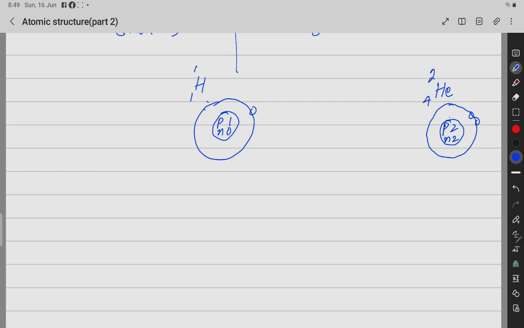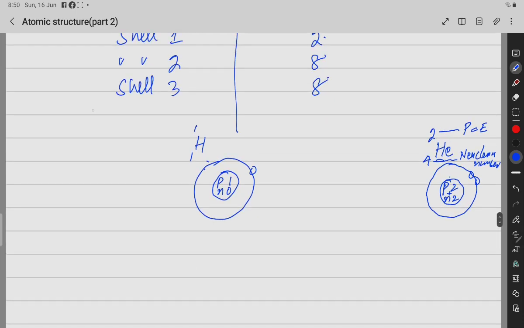And we know very well what this is: this is the proton number, which is equal to the electron number. Proton is equal to electron, and this is the nucleon number. The nucleon number is the sum of protons and neutrons. So in the first period, we have only one shell, and the maximum electrons accommodated is 2.